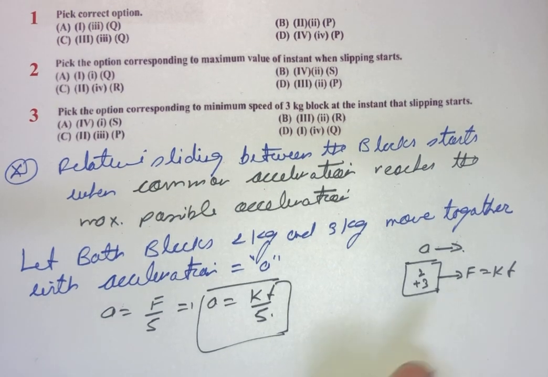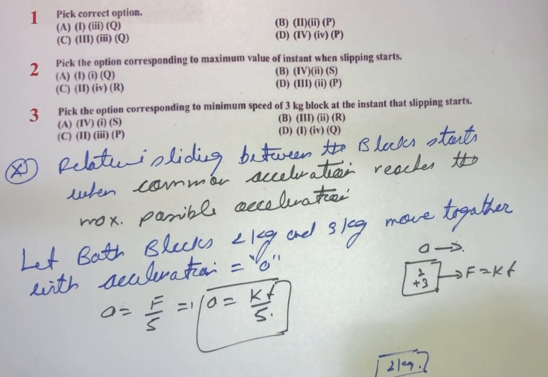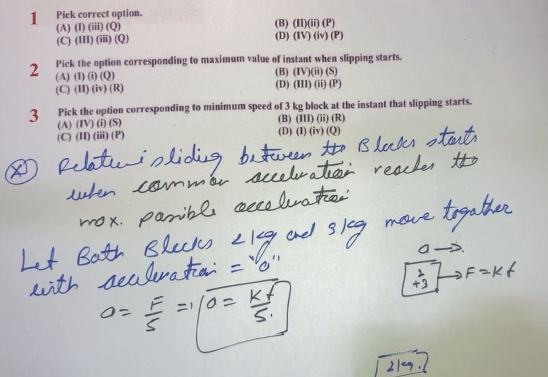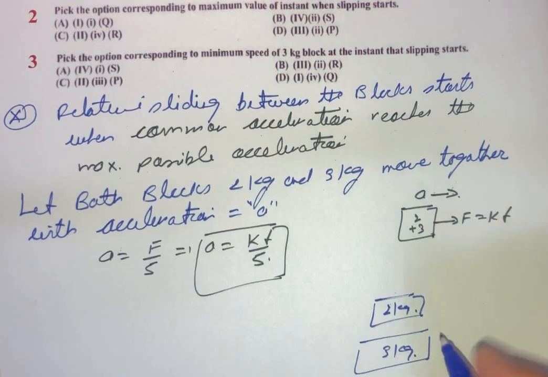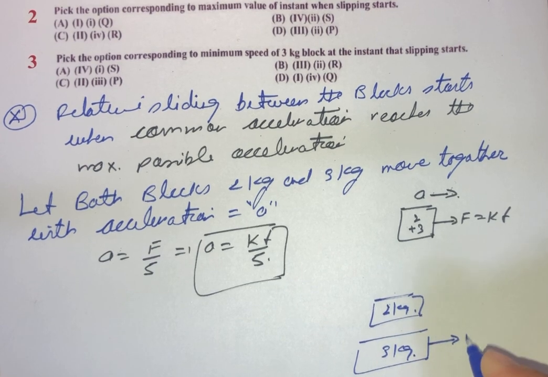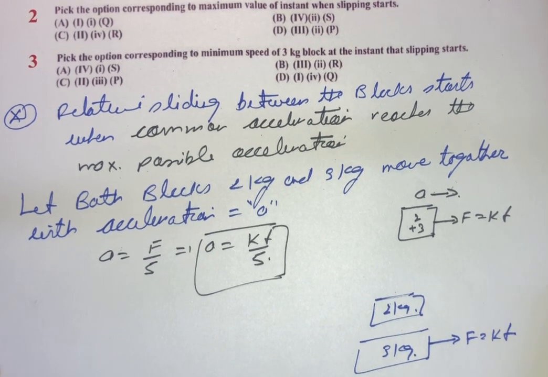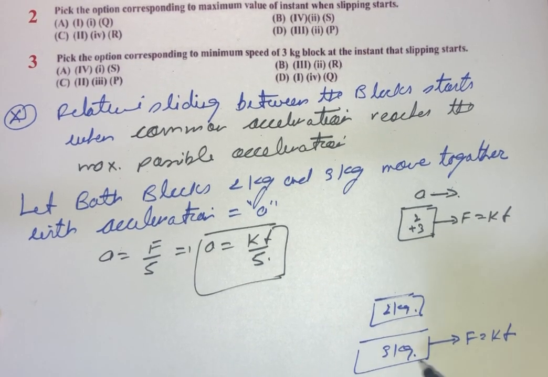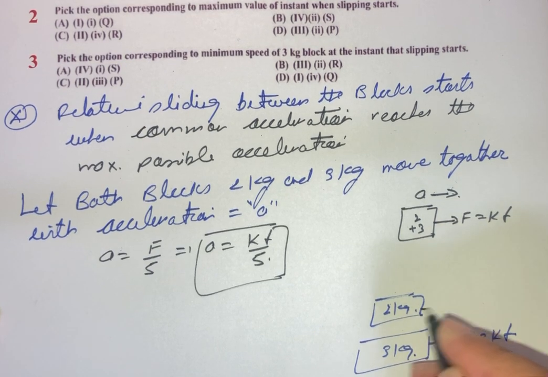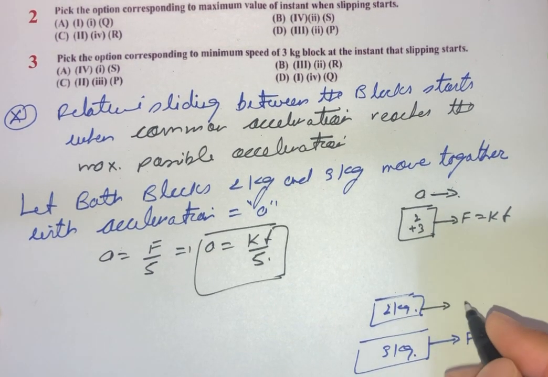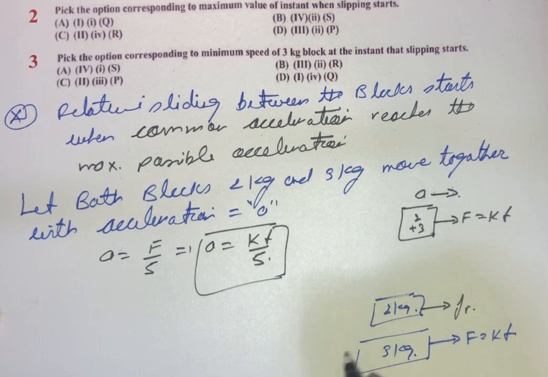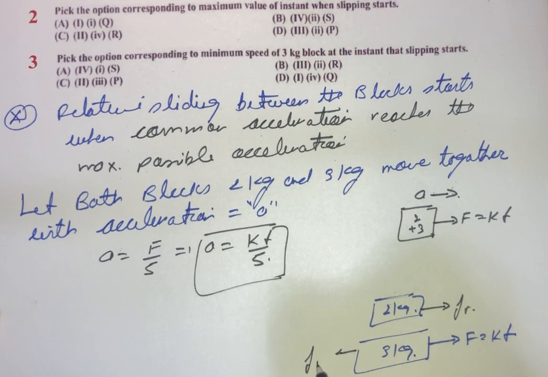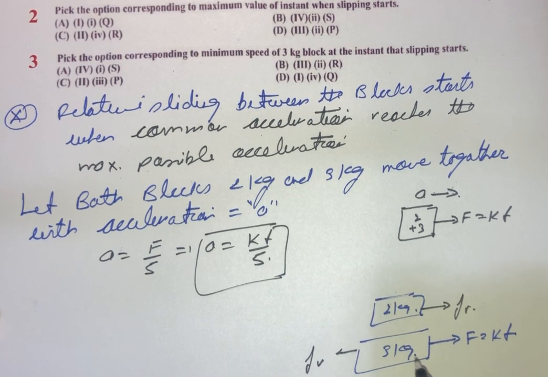Now let's find the various forces acting on the 2 kg and 3 kg blocks. So this is our 2 kg block and this is our 3 kg block. On the 3 kg block, an external force F equal to kt is applied, and there is friction between the 2 kg and 3 kg blocks. So the 3 kg block will try to move the 2 kg block along the direction of the force. Let us call that friction force Fr, and an equal and opposite force Fr will consequently act on the 3 kg block also.